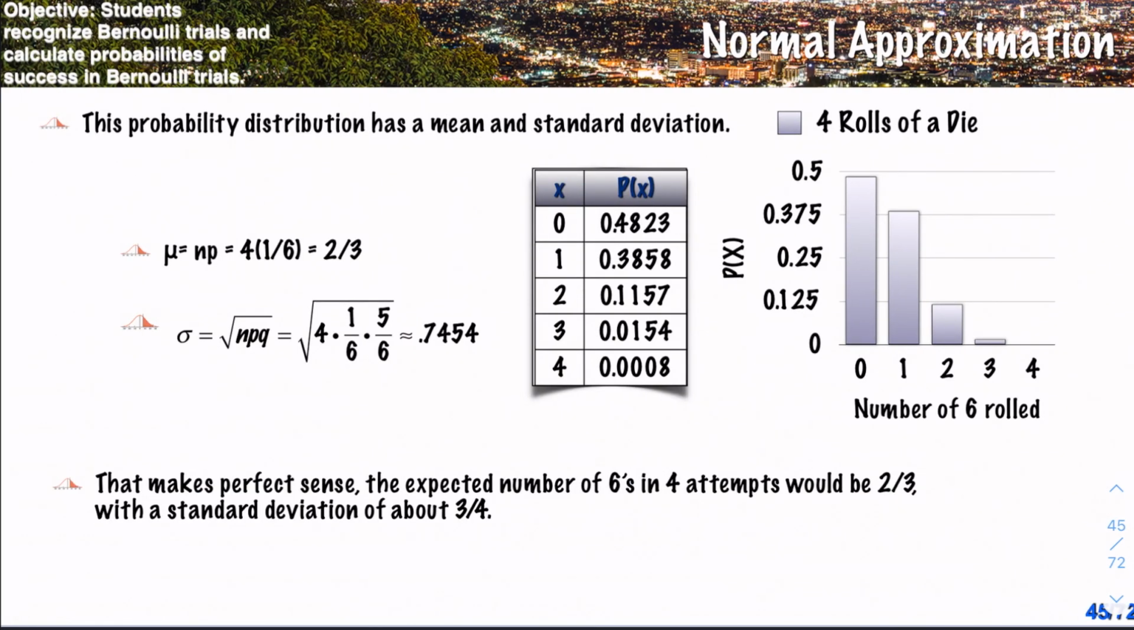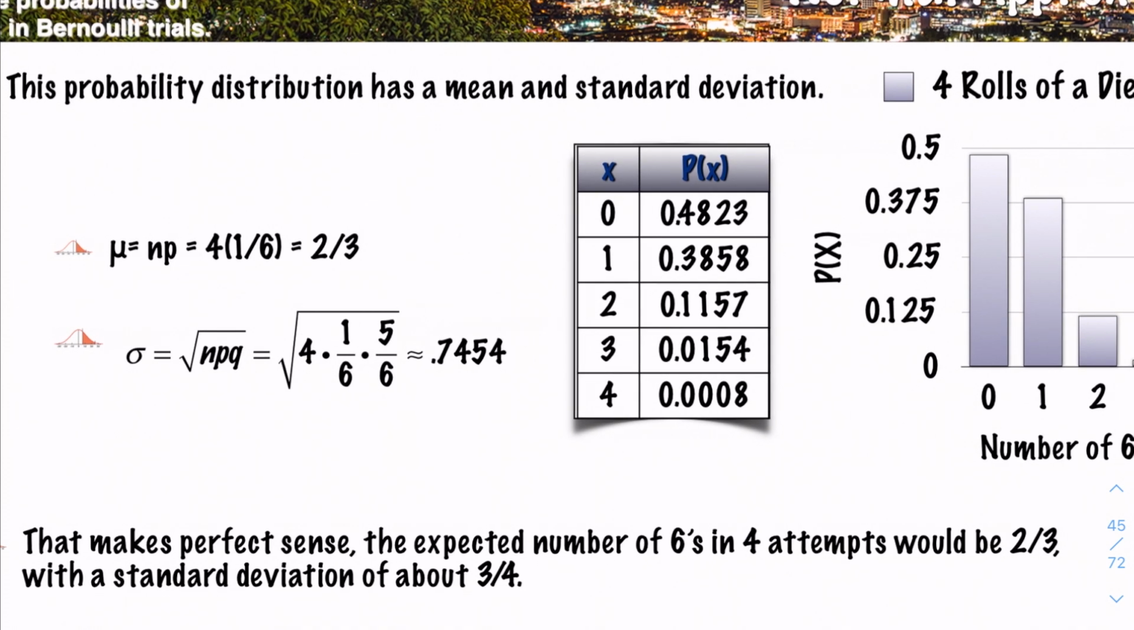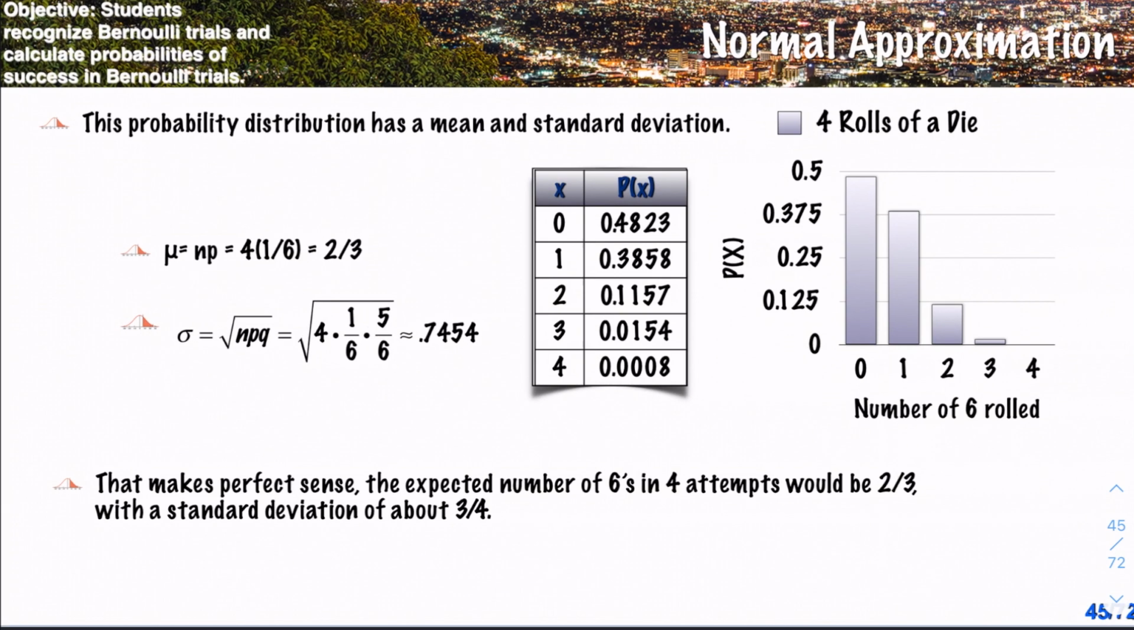Now, the probability has a mean and a standard deviation. We said the mean is n times p, or the number of trials times the probability. So we got 2/3, with a standard deviation of the square root of n times p times q, which is 74.54%. That makes perfect sense that the expected number of 6s in 4 attempts would be 2/3, with a standard deviation about 3/4. Like, the logic holds that that's what we would expect to get.